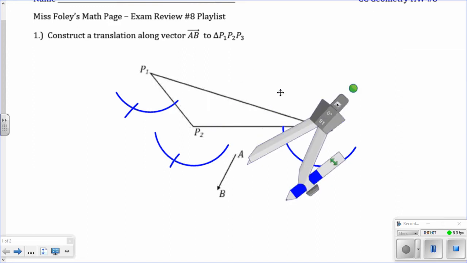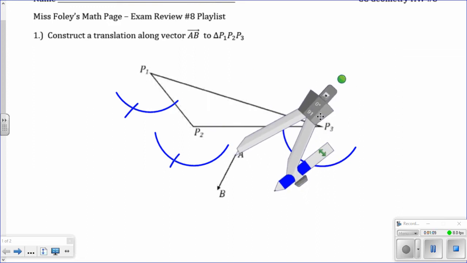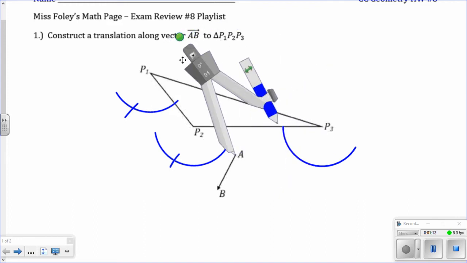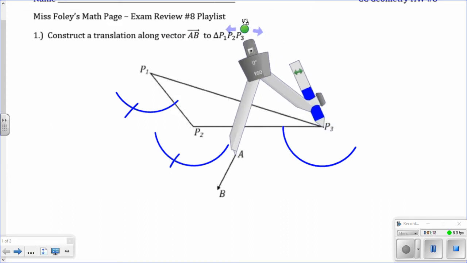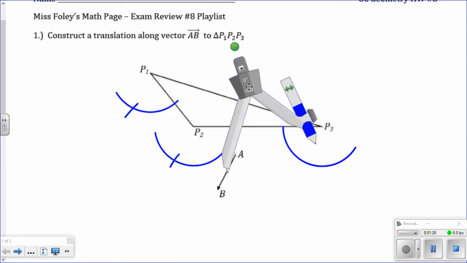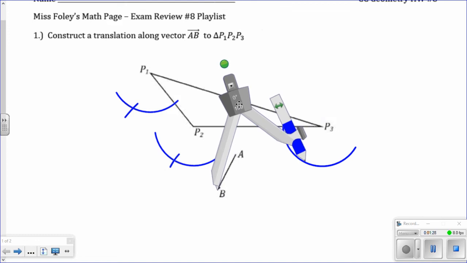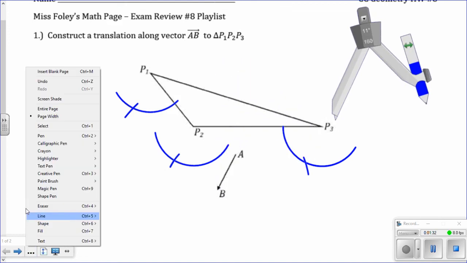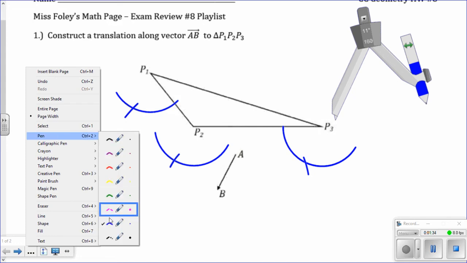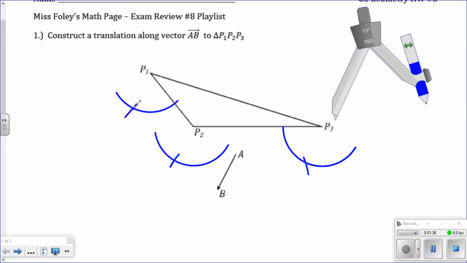Okay, same thing. I'm going to have to slip or rotate here. End of the compass on A, and then the pen or pencil is going to be on P3. And I'm going to do the same thing. Okay, I'll just have to leave it there again. I'm going to slide down the ray, and once I get to the end of the ray, I am going to make an arc, and that would be P3. So now we have to label those 3 points, and we also have to connect our triangle.